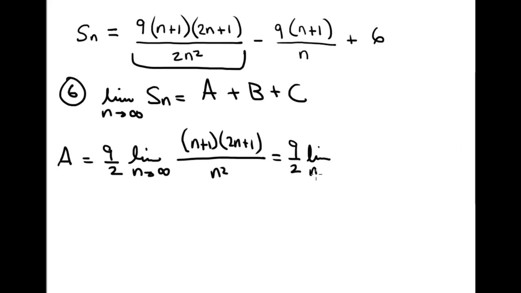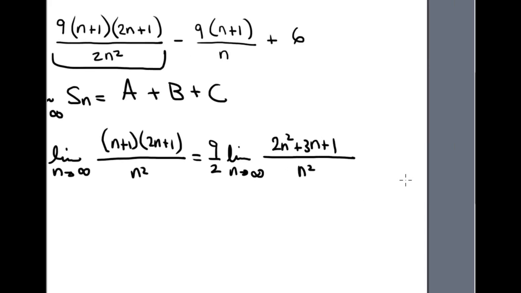It's 9 over 2 times the limit when n approaches infinity, and you apply FOIL in the top part. I skip that because it's elementary. It's 2n squared plus 3n plus 1. And remember, the limit at infinity depends only on the leading coefficients, in this case 2 over 1. So basically the answer is 9 over 2 times 2 over 1, which is just 9. A is equal to 9.